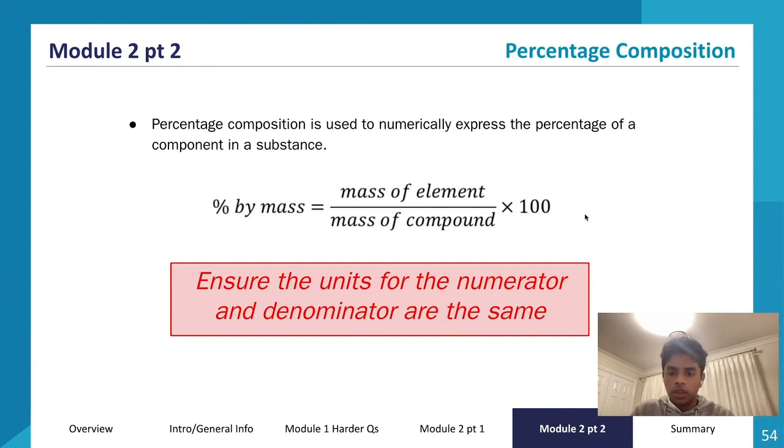Otherwise, you'll have a unit value over there, so it won't become a full percentage. To get a proper percentage, you need to ensure that the units for the numerator are the same as the units for the denominator.